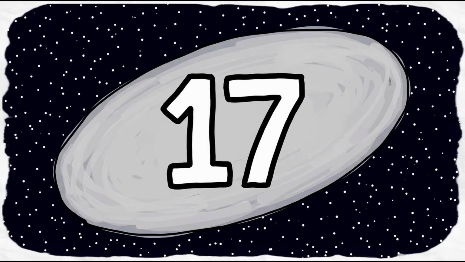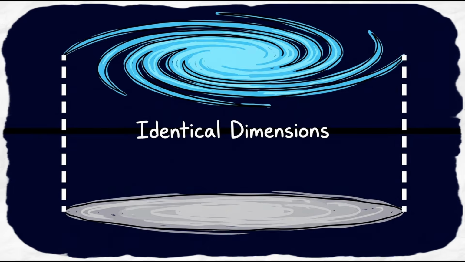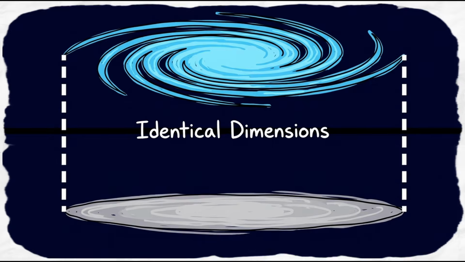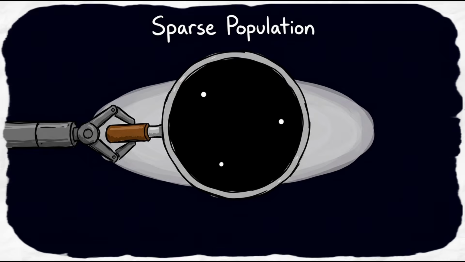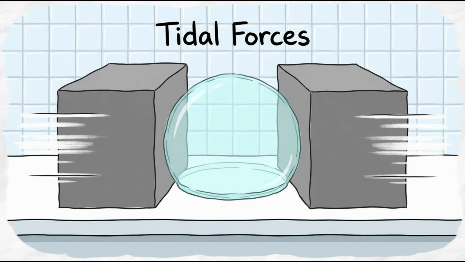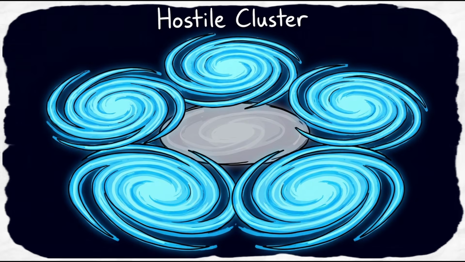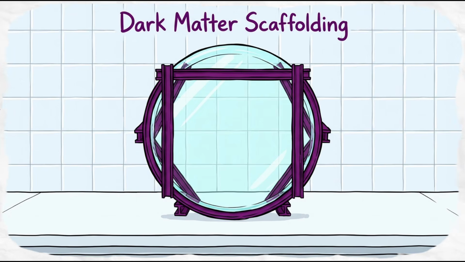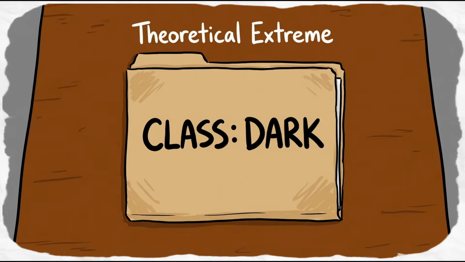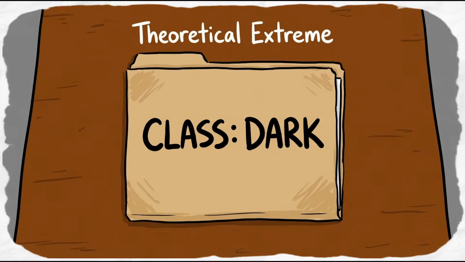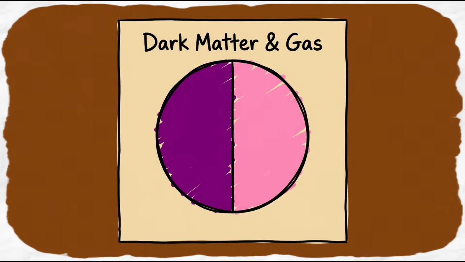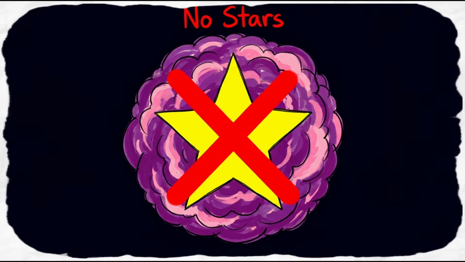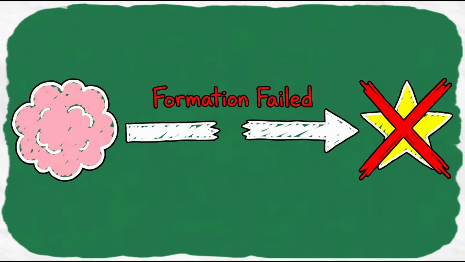17. Ultra-diffuse and dark galaxies. Ultra-diffuse galaxies match the Milky Way's dimensions but contain only 1% of its stellar population, making them practically transparent. To survive extreme tidal forces within galaxy clusters, their sparse structures require massive internal dark matter scaffolding. Dark galaxies represent the theoretical extreme of this classification, isolated galactic halos composed entirely of dark matter and primordial gas, possessing virtually no stars because active star formation never successfully initiated.